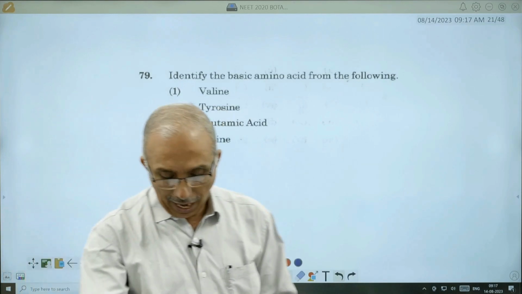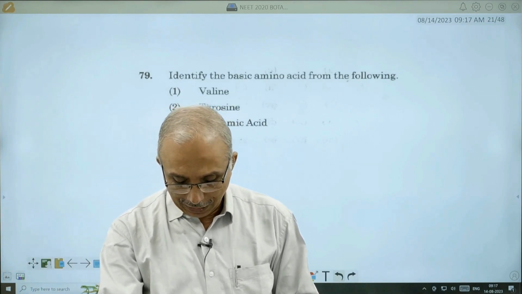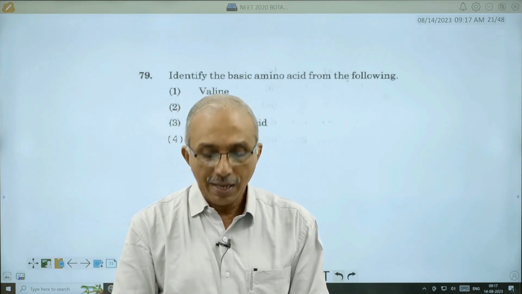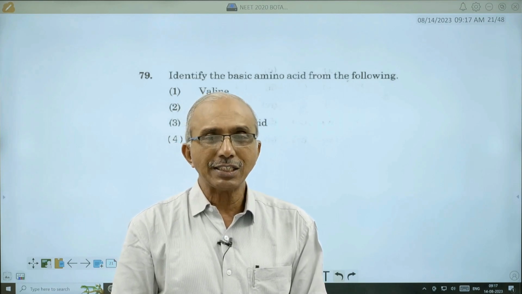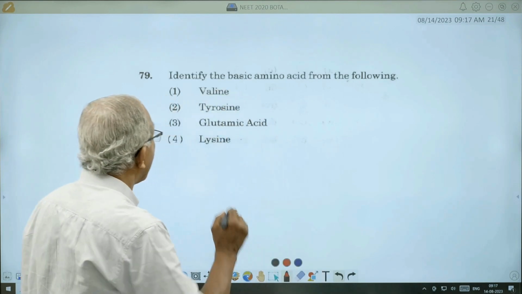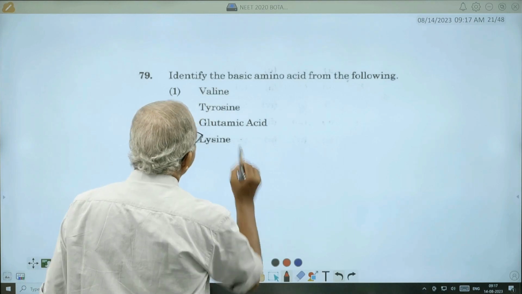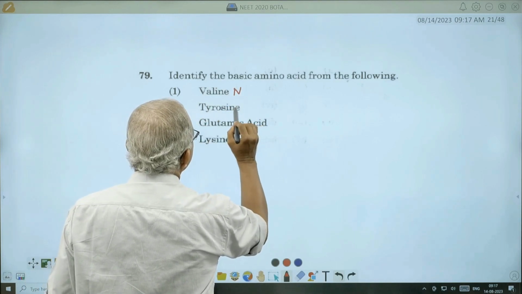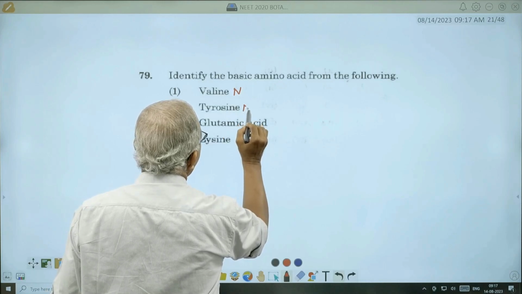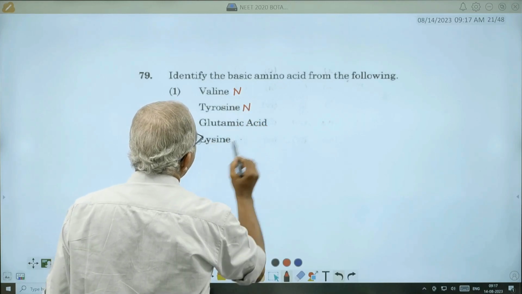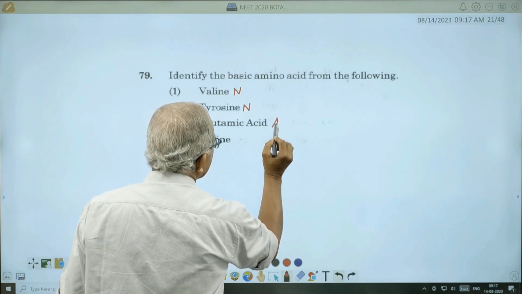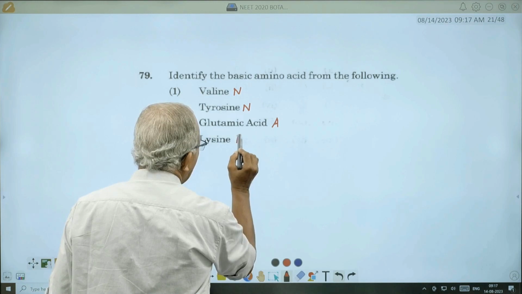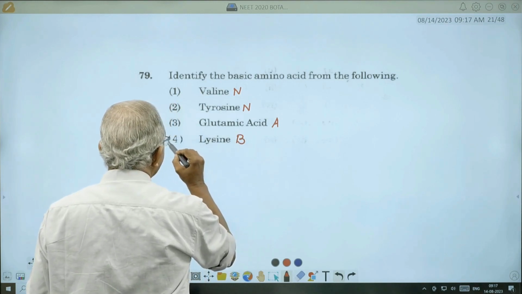Identify the basic amino acid from the following. Here, valine is a neutral amino acid. Tyrosine is a neutral amino acid. Glutamic acid is an acidic amino acid. Lysine is a basic amino acid.